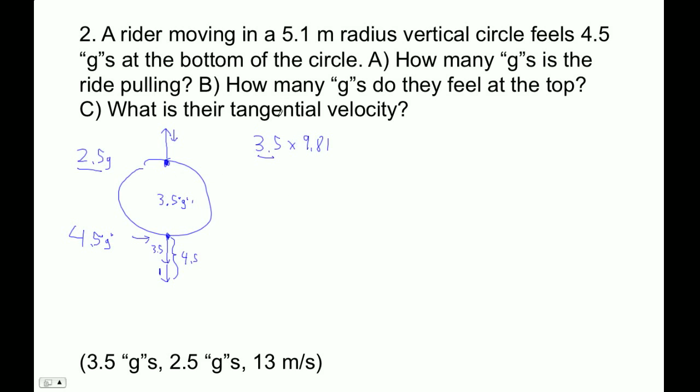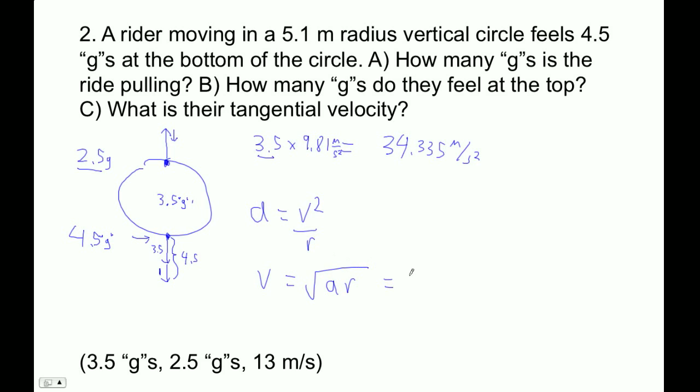Okay, and then what is their tangential velocity? Well, let's figure out the centripetal acceleration first. 3.5 times 9.81. So I'm going to use not what we feel at the top or the bottom, but what the ride really does, right? And that is 34.335. And that's meters per second squared, right? Because this guy had the units of meters per second squared. And then we want the velocity, so we'll use a is v squared over r. So therefore, v is the square root of a r.